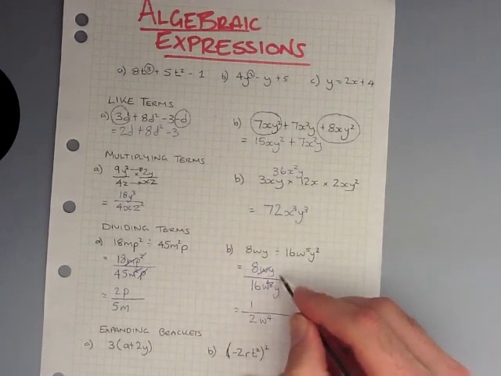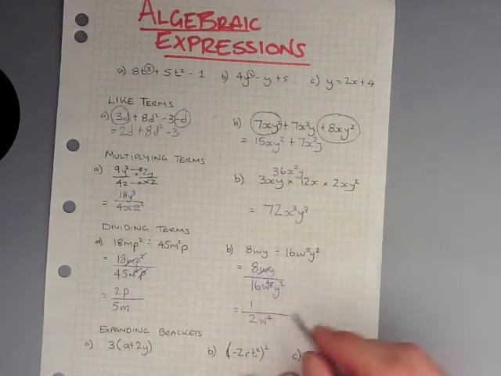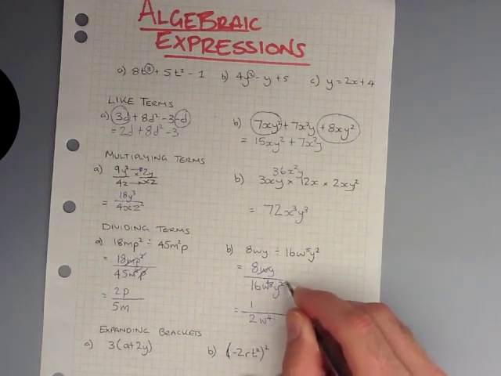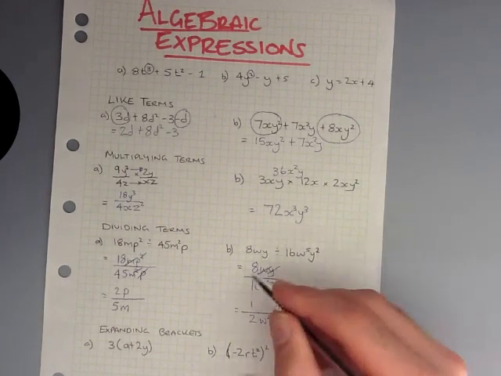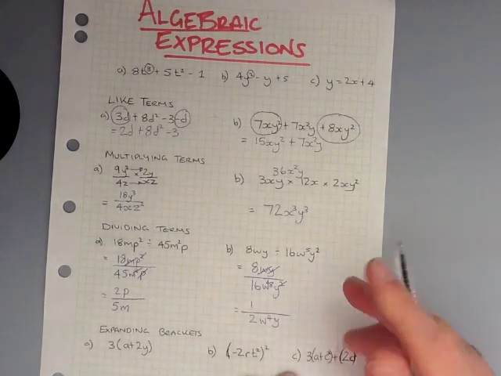Again, y squared and y. 2 minus 1 is 1. The highest power is on the bottom, so y stays on the bottom. So we have 1 over 2w^4y.